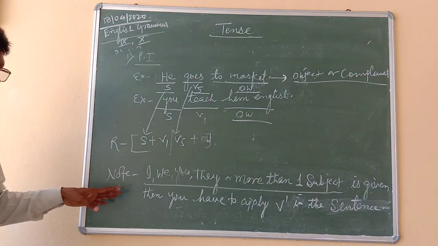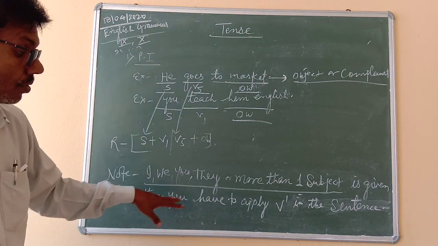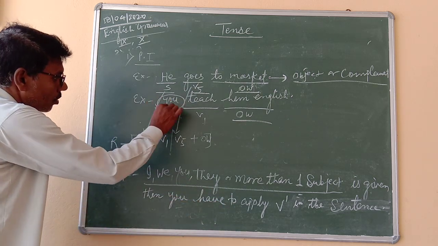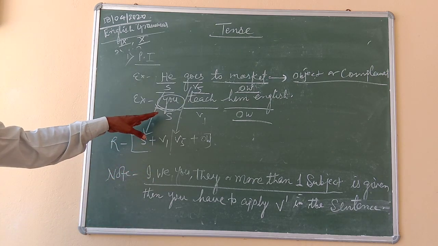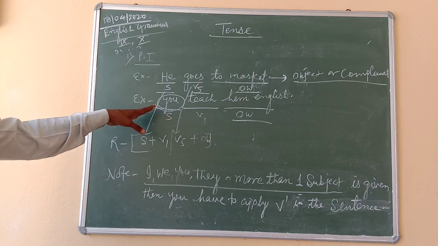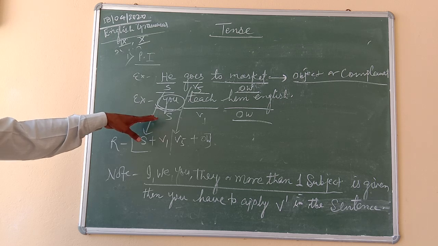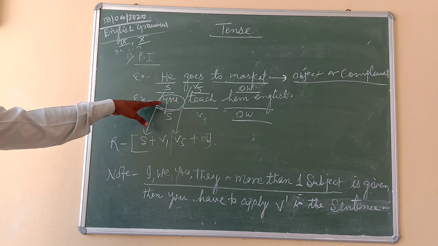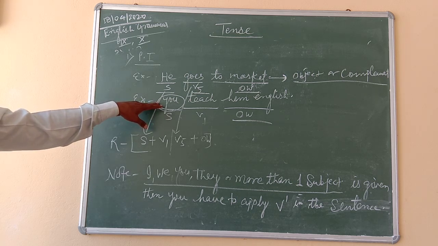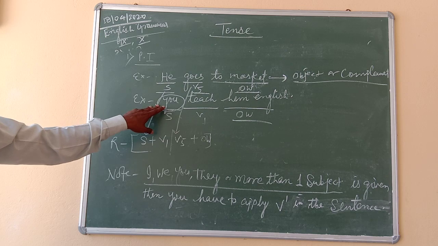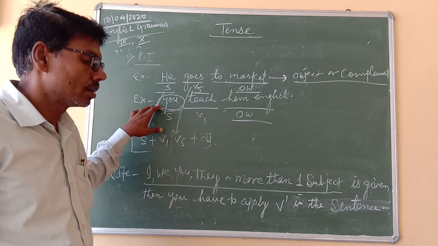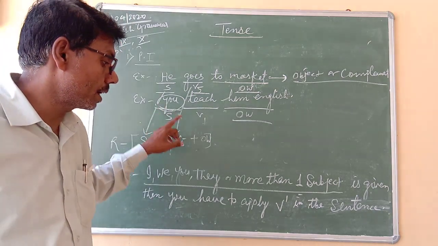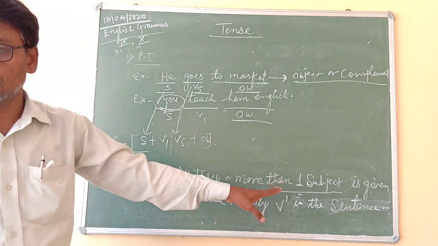So what do we have to apply? First form in the sentence, just like according to the nature of the sentence. You can see the example number 2 is given here and the subject is you. So always with you in present indefinite we have to apply first form of the verb.